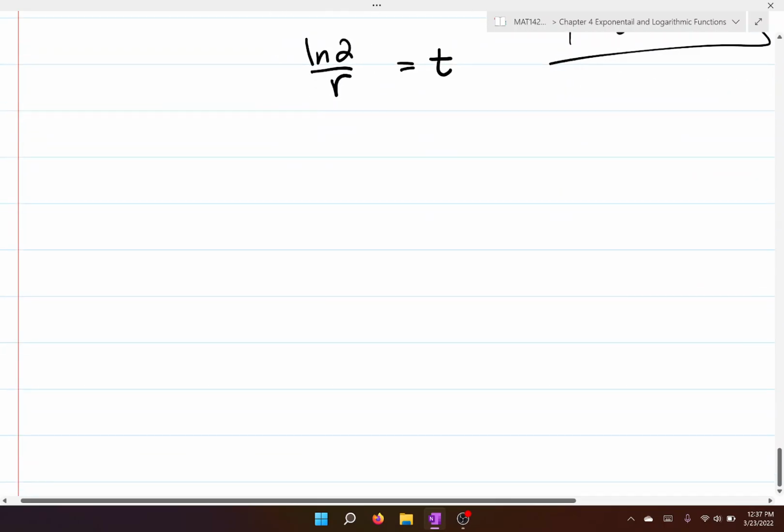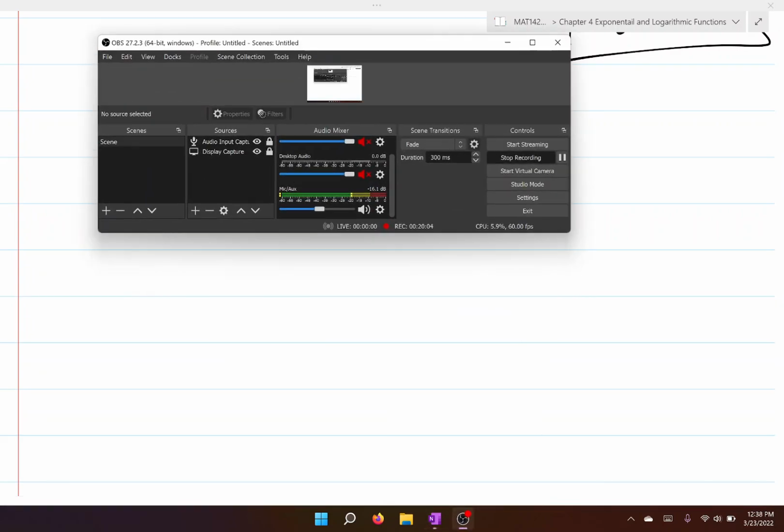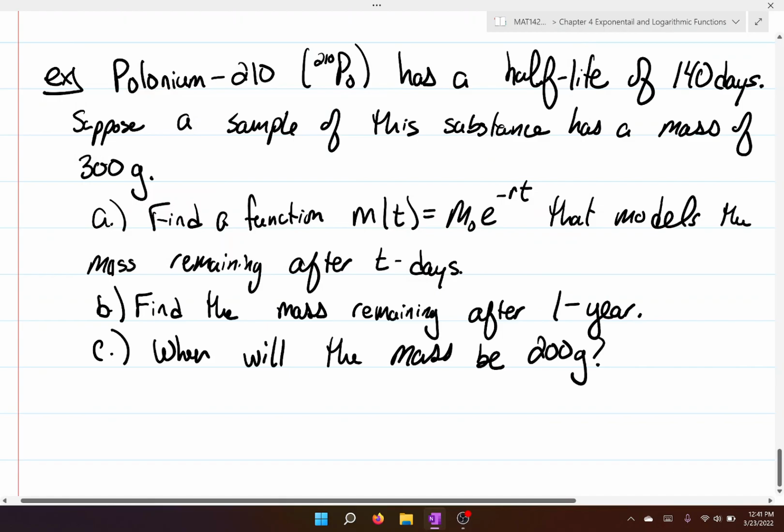All right. So let's go ahead and look at an example. I'm going to pause the video so I can write down the example. All right, so here's our example. Polonium 210 has a half-life of 140 days. Suppose a sample of this substance has a mass of 300 grams. First thing we're going to do is find a function that models the mass remaining after t days. Then we're going to find the mass remaining after 1 year. And then finally, we're going to find out when the mass will be 200 grams.